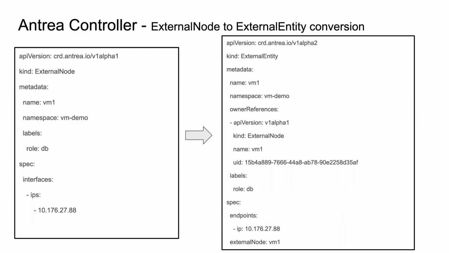Got it. So maybe later we can have, for example, a validating webhook. If there is only a reference back to the external node, maybe the validating webhook can reject any modification that's not from the Antrea controller.